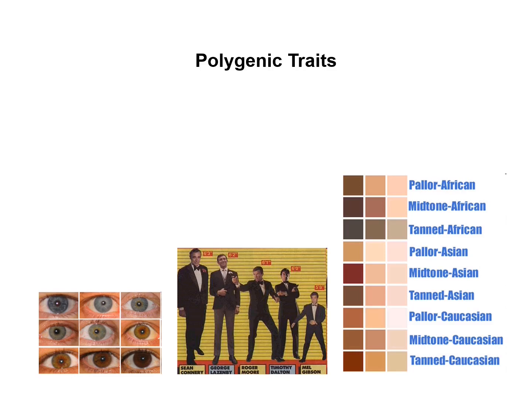Eye color, and we will watch a cool video about how the blue color appears in the eyes. That is very interesting. Another example of a polygenic trait will be height, and another example of a polygenic trait will be skin color.